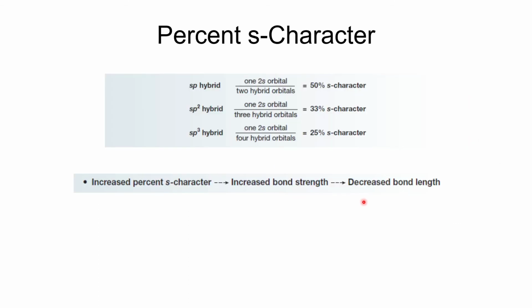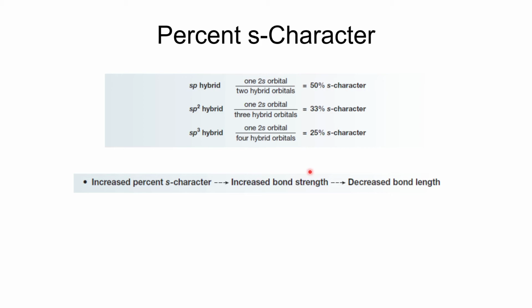All right, and so now we want to look at the percent S character, and this is a good explanation for why the bonds are shorter for sp than they are for sp2. We'll find that the more S character there is, the more rounded the orbital is, and the shorter that orbital is. So the more S character there is, the shorter the bond and the stronger the bond is going to be. So 50% S character for sp, that's going to be a stronger bond than sp2 at 33% S character, sp3 at 25% S character.